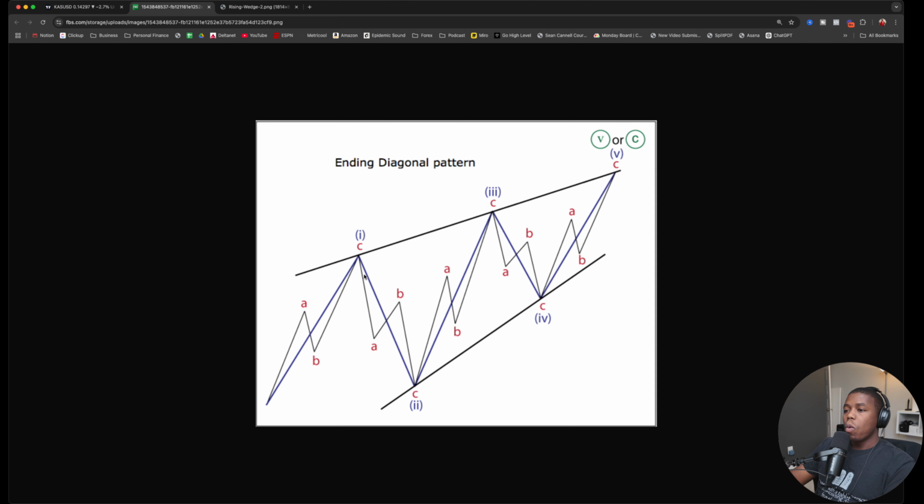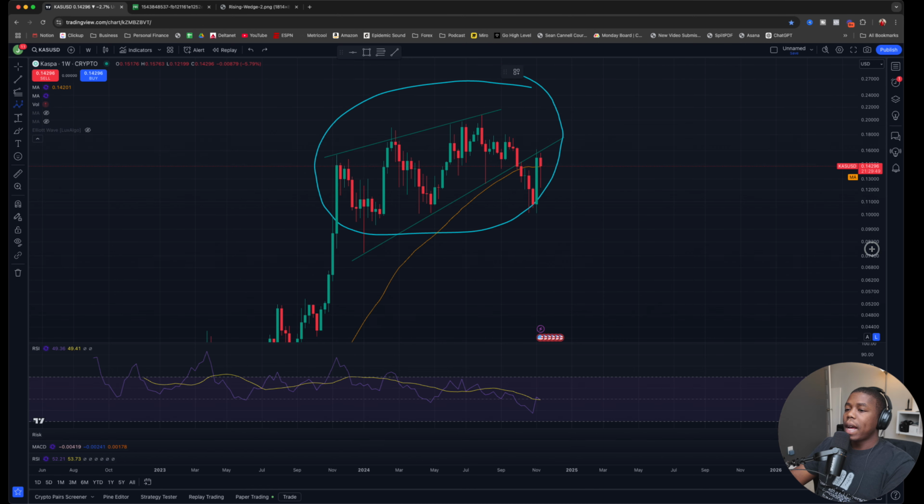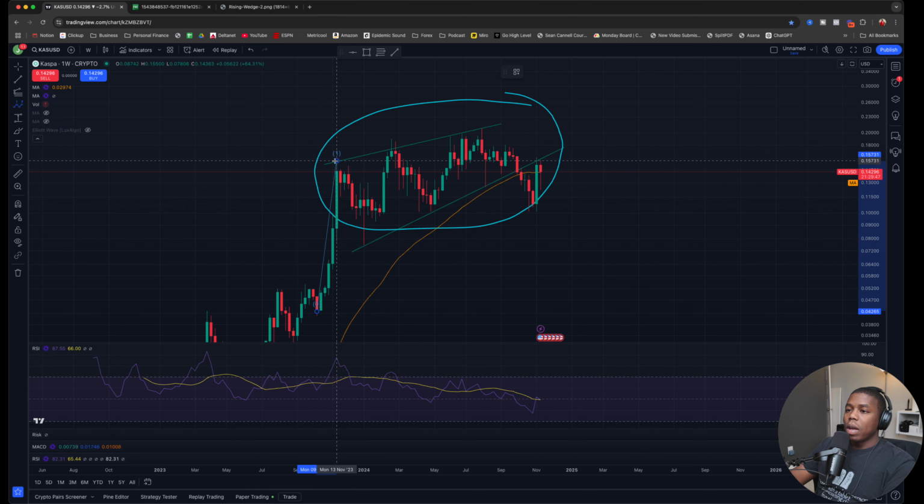So we've got a wave 1 that sets the top of the trend line. Then we come down for wave 2 that sets the bottom. Then we go up for wave 3, 4, and then finally wave 5 before usually it starts a reversal pattern. And so that's exactly what I'm seeing on Kaspa right now. So let me draw in those 5 waves. So we would have from here, wave 1, wave 2, wave 3, wave 4, and wave 5 right here.